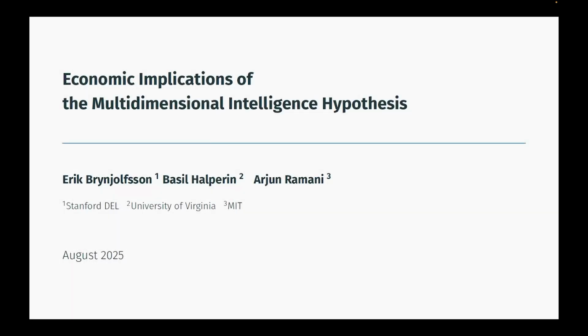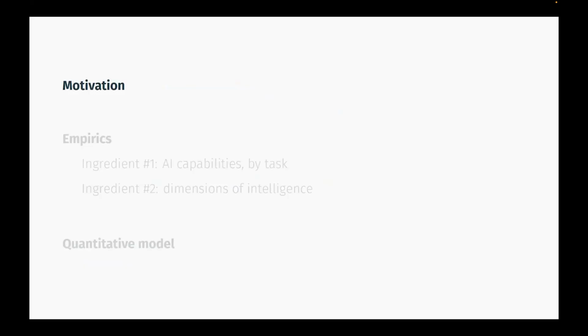Hey guys, this is work in progress with Eric and Basil. It's very preliminary and many of these slides were made in the last 2 days, so apologies for typos. Comments very welcome. This is a project on the economic implications of the multidimensional intelligence hypothesis. In a way, one reading of this is pushing back on the notion of a single notion of artificial intelligence or artificial general intelligence.